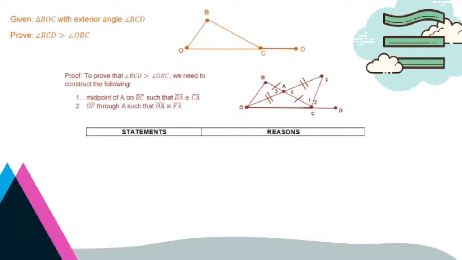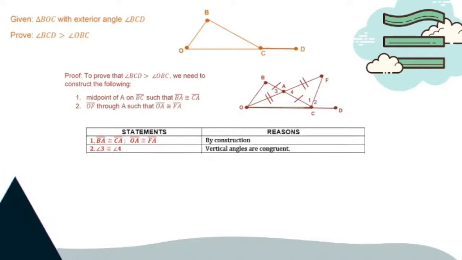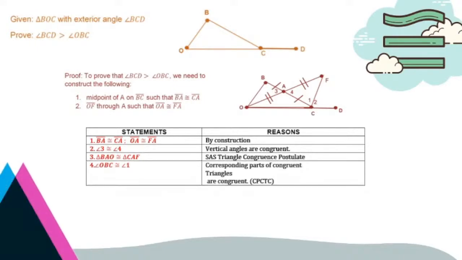Let us do the two-column proof. First column statements, second column reasons. First statement, segment BA is congruent to segment CA and segment OA is congruent to segment FA. And the reason is by construction. Number 2, angle 3 is congruent to angle 4 and the reason is vertical angles are congruent. Number 3, triangle BAO is congruent to triangle CAF and the reason is SAS triangle congruence postulate.